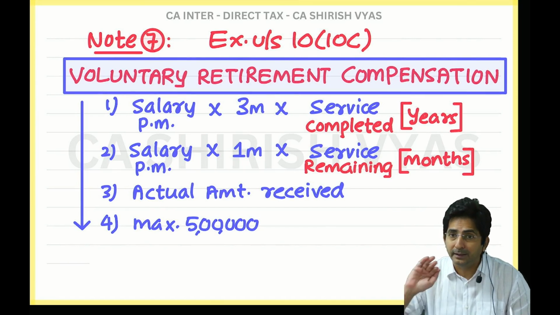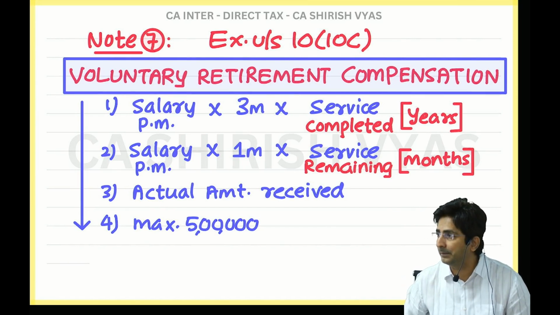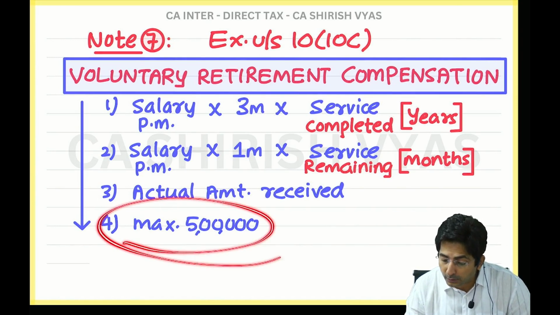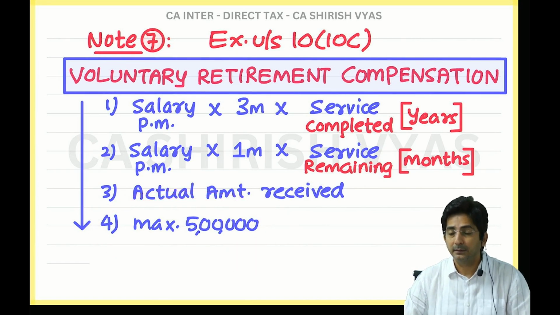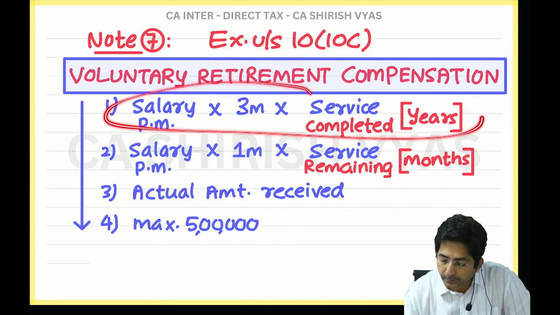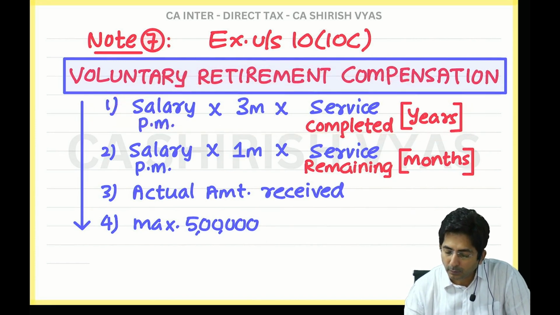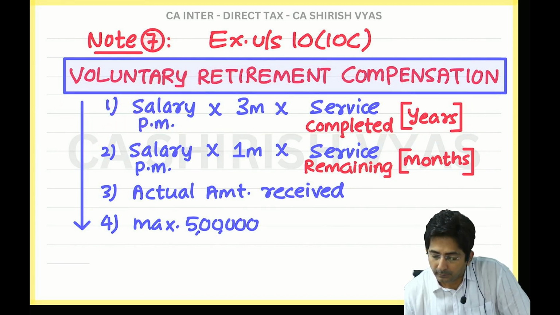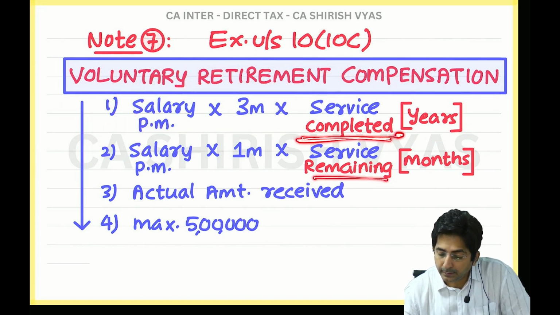Then only a limited amount will be exempt. But that also should not cross 5 lakhs. Then there is one more limit here. Tell me, what is the difference between the second and the first amount? Here it is service completed, here it is service remaining.